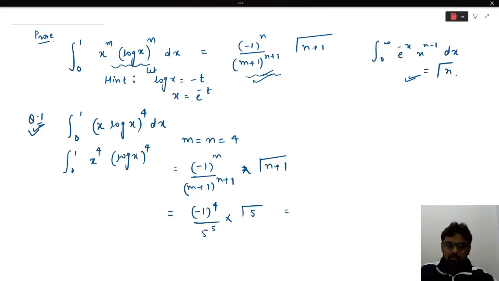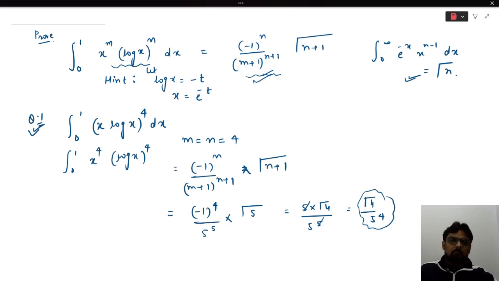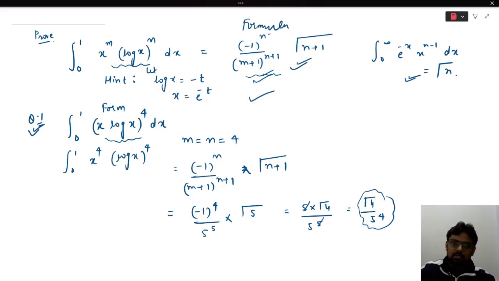So after solving this we get 5 into gamma 4 upon 5 to the power 5. So we cancel this out, and this will become gamma 4 upon 5 to the power 4. This will be the answer. So by using this basic property we can easily solve this type of integration. So remember this form: 0 to 1 x to the power m log x to the power n dx, which can be written in this formula. This is the formula for this integration.